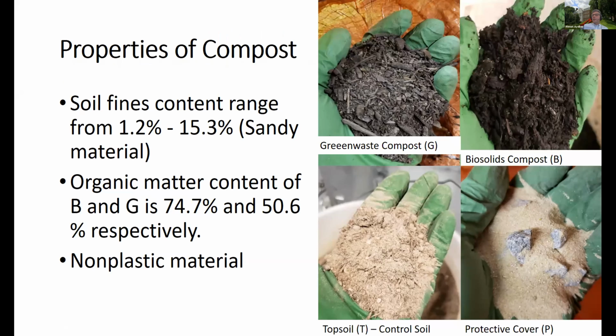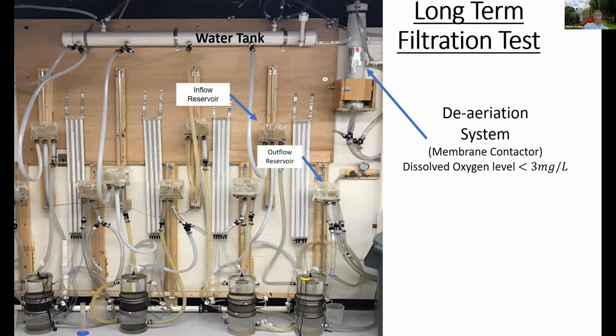So we looked at the soil, different types of compost here. Two composts, again, the green waste and biosolids compost. We also included the protective cover material, a more gravelly, sandy, gravelly soil. And also our topsoil was the control material. You can see the fines content ranges, and you can also see the organic matter content ranges. What we did is we ran long-term filtration tests in columns in which we placed the compost and sometimes compost plus protective layers sitting on a textile. And then we ran tests in the systems.